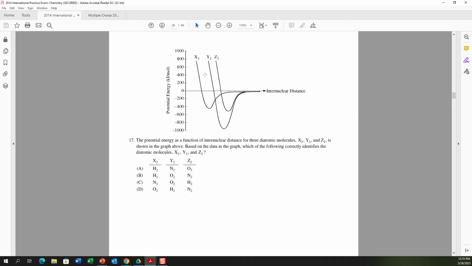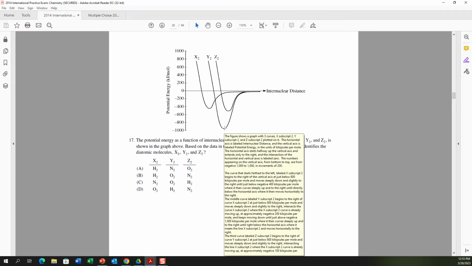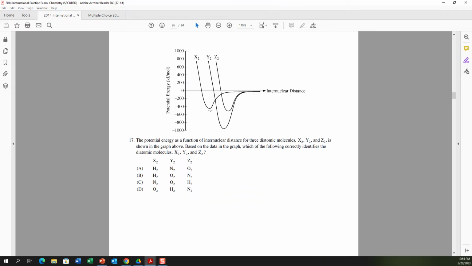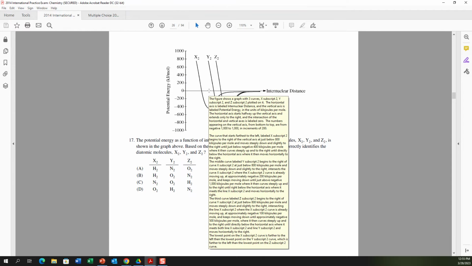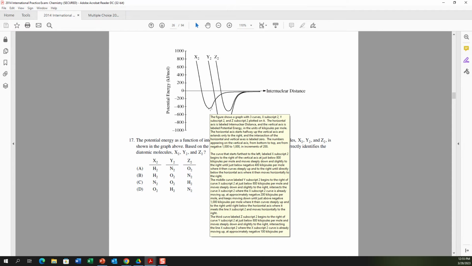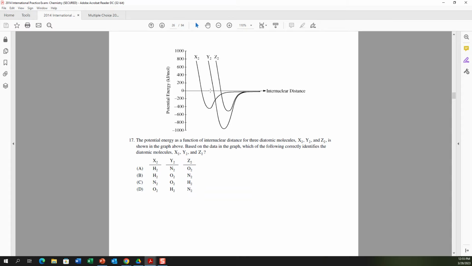So this is just showing different diatomic elements. Remember how to interpret this. Down here would be the bond energy. It's negative because that's the energy released when that bond is formed, but that would be the amount of energy required to break the bond. So whatever Y2 is, it has the strongest bond. And then up here is the distance, the bond length. So X2 has the shortest bond.